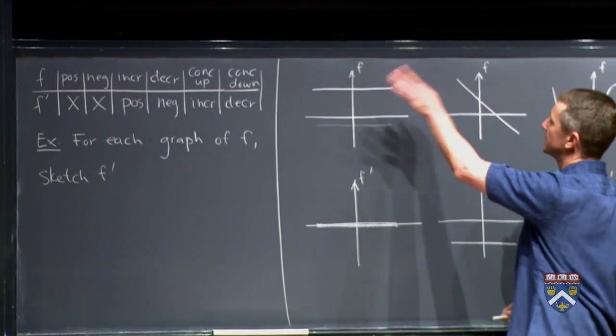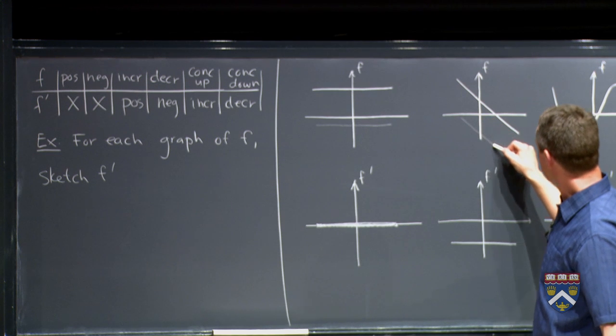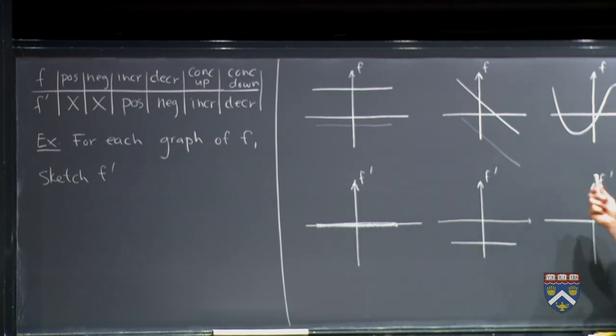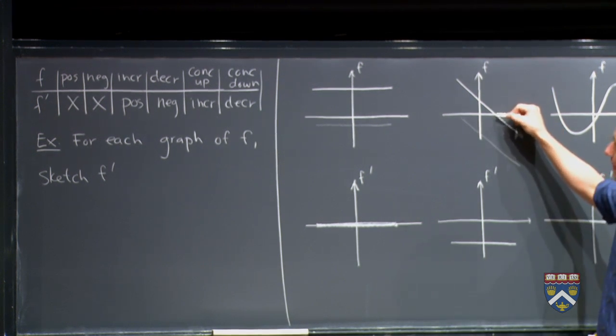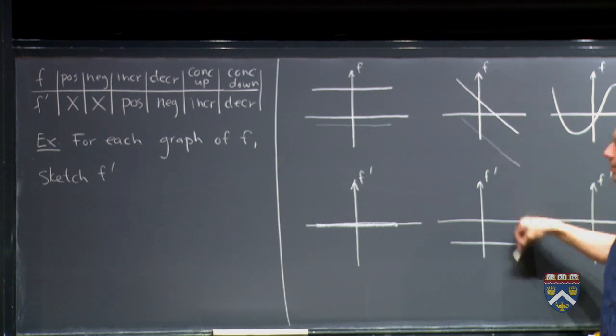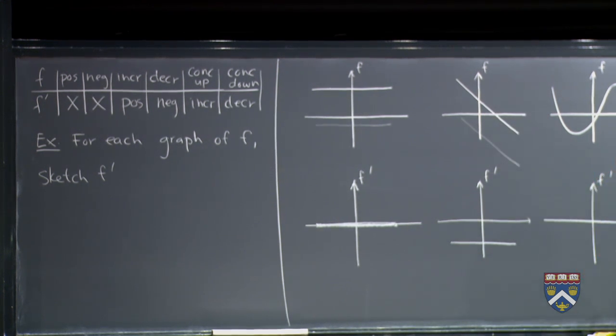If I take this graph and shift it down, will f prime change at all? And I hope you agree that the answer is no. So in particular, this point here where my first graph of f was crossing the x-axis is completely irrelevant when I'm sketching f prime. So do not be distracted by where f crosses the x-axis when you're sketching f prime.